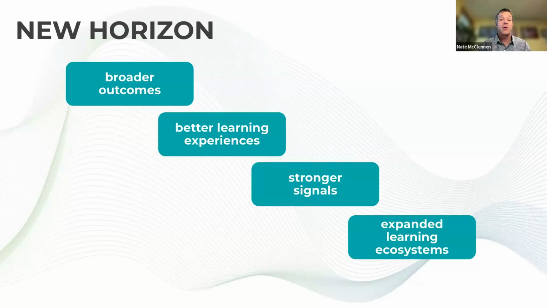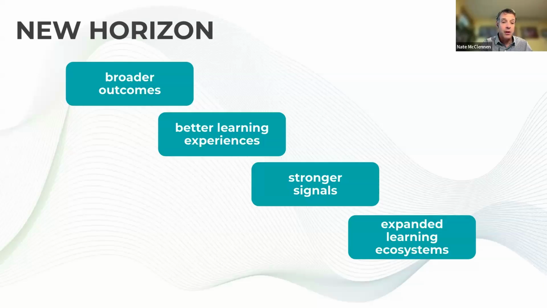And then finally, how do we expand learning ecosystems? So it's not just the opportunities within a school district, but opportunities outside of the school district, because we know young people learn everywhere, but often we only count the things that are happening inside the district. So this is our aspirational vision of a new horizon for learning that will help all students thrive. Create broader outcomes, create better learning experiences, create stronger signals, and expand the learning ecosystem.